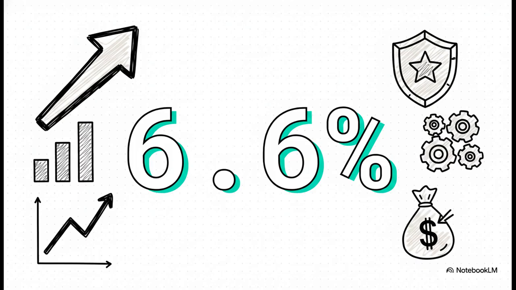I want to start off by highlighting a very specific number, 6.6%. Across all industries, this is currently hovering as the average click-through rate, or CTR, for a healthy Google Ads campaign. Now, you might be wondering, why highlight this specific number right out of the gate? Well, because it represents a massive money drain.